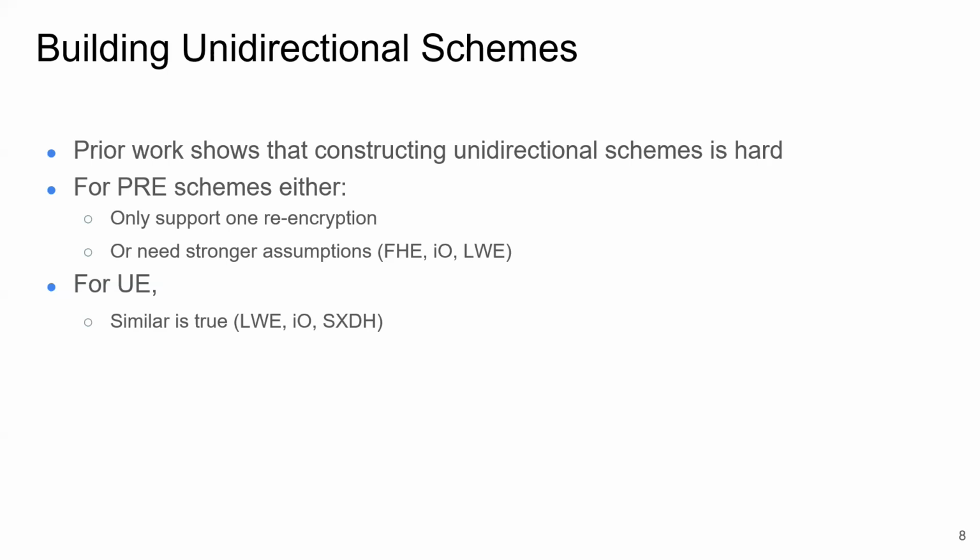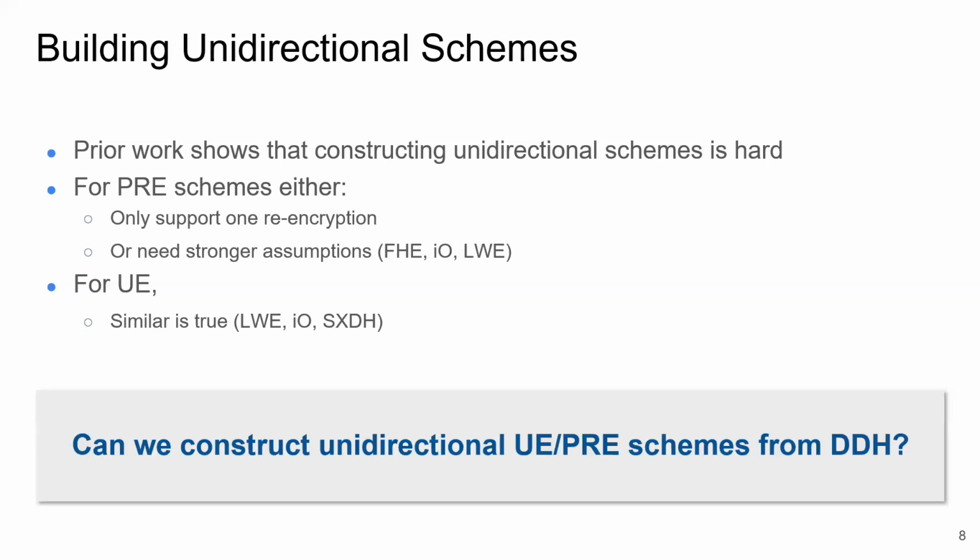And it's similar for UE. If you want a unidirectional scheme with multi-hops, then you need to use some kind of heavy tools. So what we want to try and do is, well, can we do something which is a bit simpler? Can we build either UE or PRE unidirectional schemes that are multi-hop from DDH?